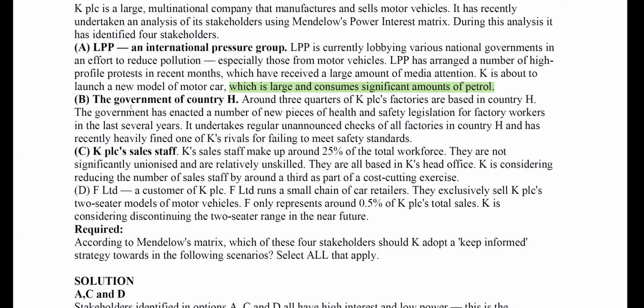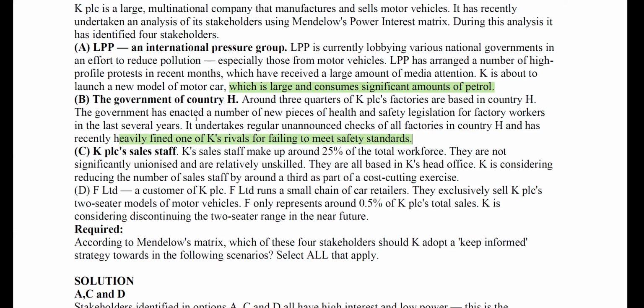True. The government of country H, right? Around 3/4 of KPLC's factories are based in country H. And the government has enacted a number of new pieces of health and safety legislation for factory workers in the last several years. It undertakes regular unannounced checks of all factories in country H and has recently heavily fined one of KPLC's rivals for failing to meet safety standards. Opposing or supporting? Opposing, right? That means you have to check and do what? Quality checks and all that, which comes at a cost, right? So the government is opposing in terms of what it is doing here, right?